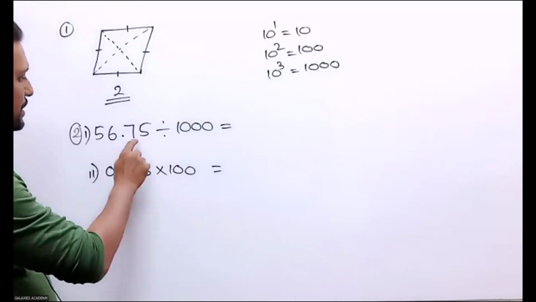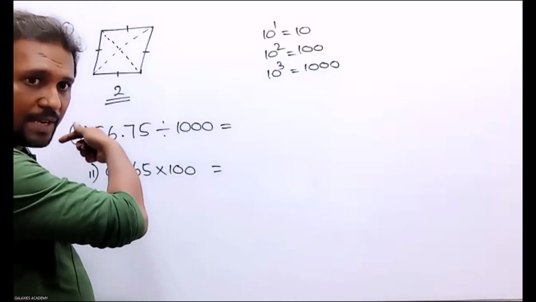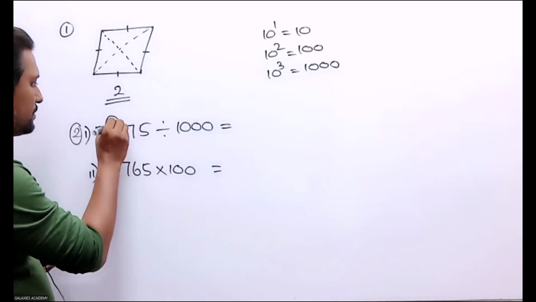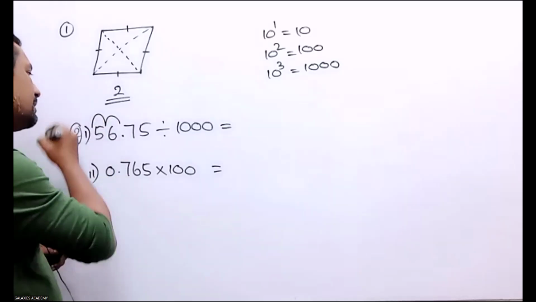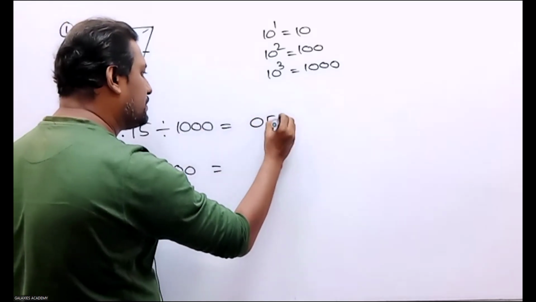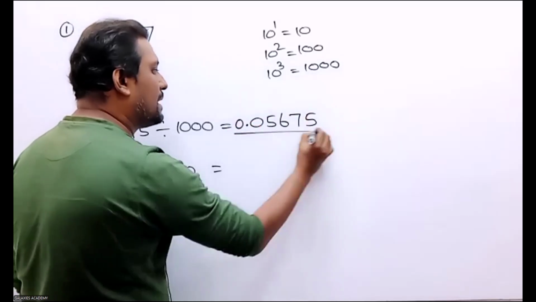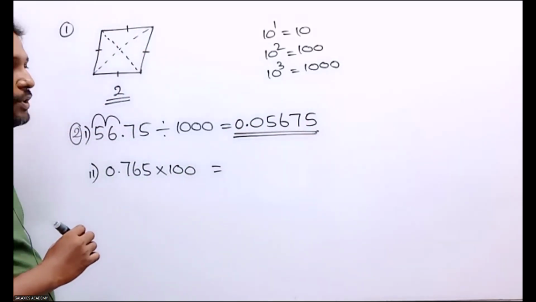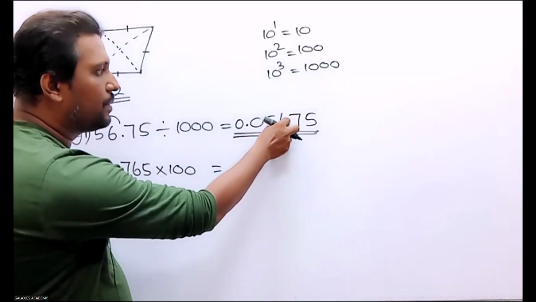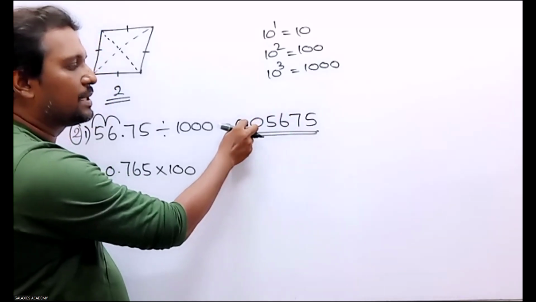Right. This one is a division, no? So how many places do you have to take this one? 3 places towards your left hand side. Now look, 1, 2, and you have to go another place. So we have to put another 0 before 5. So what is the answer for the first part? 0.0567. Here the decimal point: 1, 2, 3. So you have to keep the decimal point here.